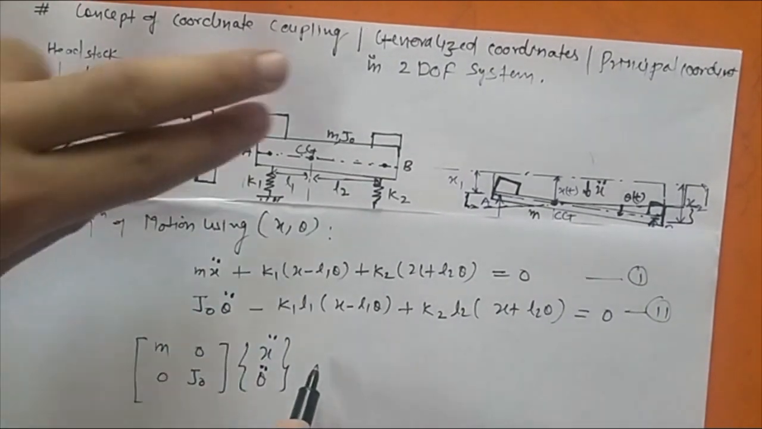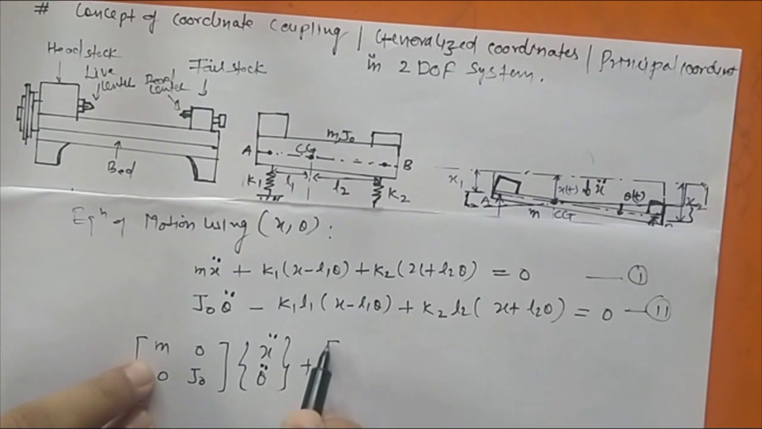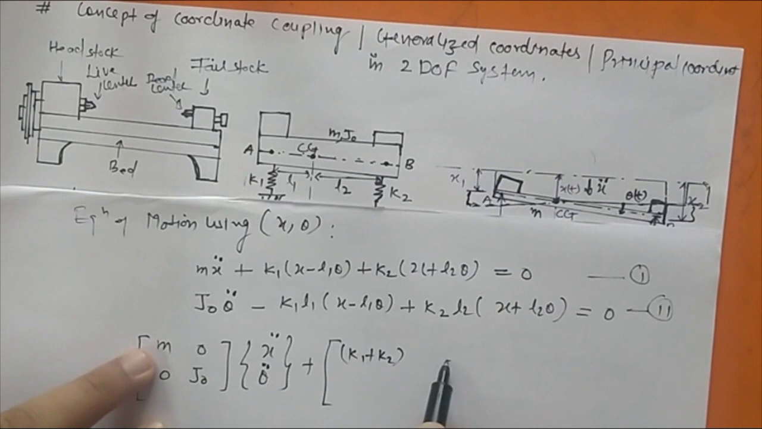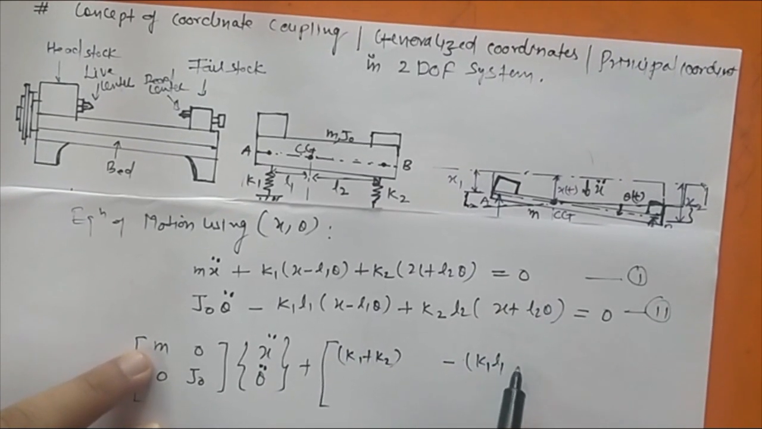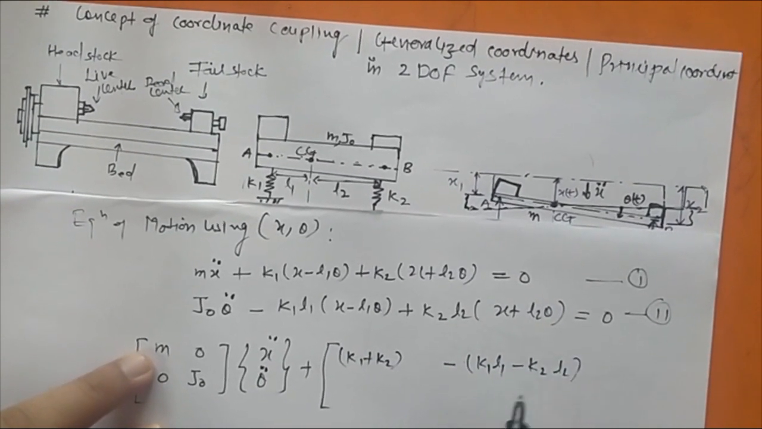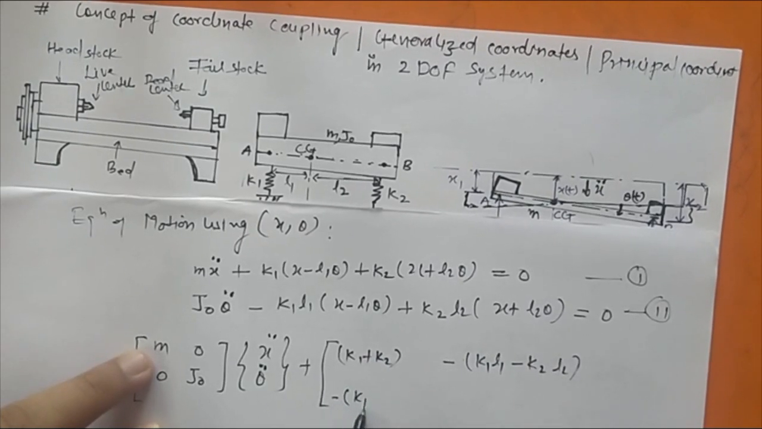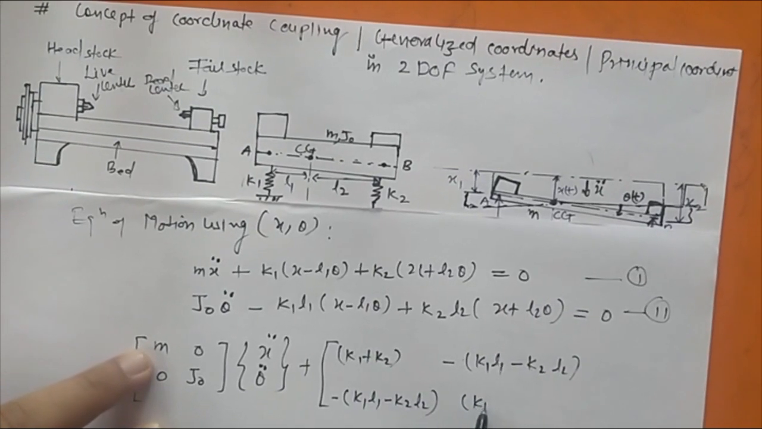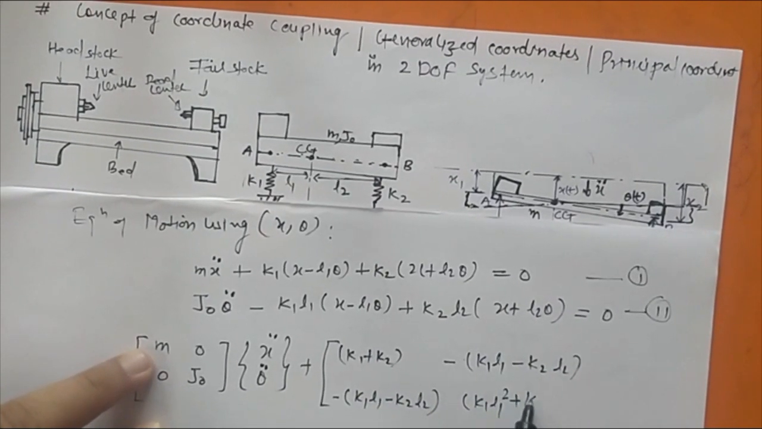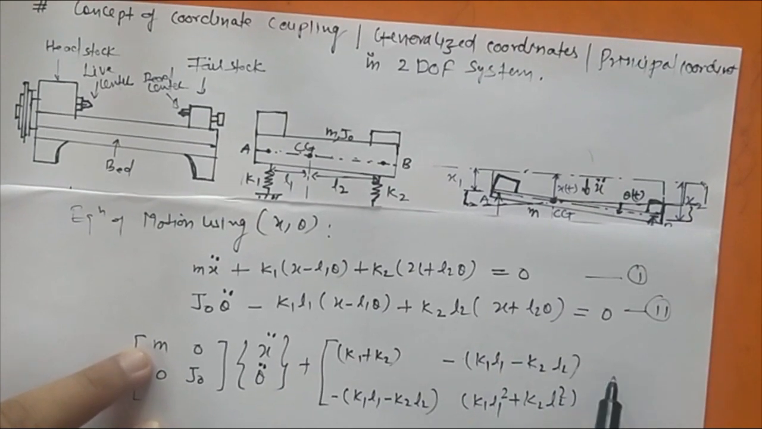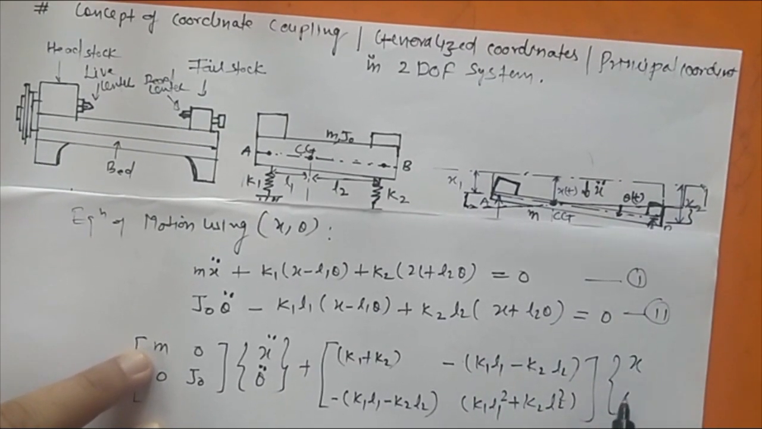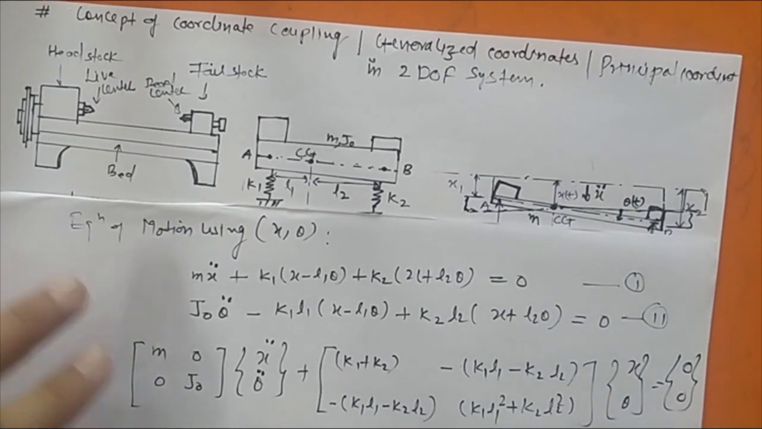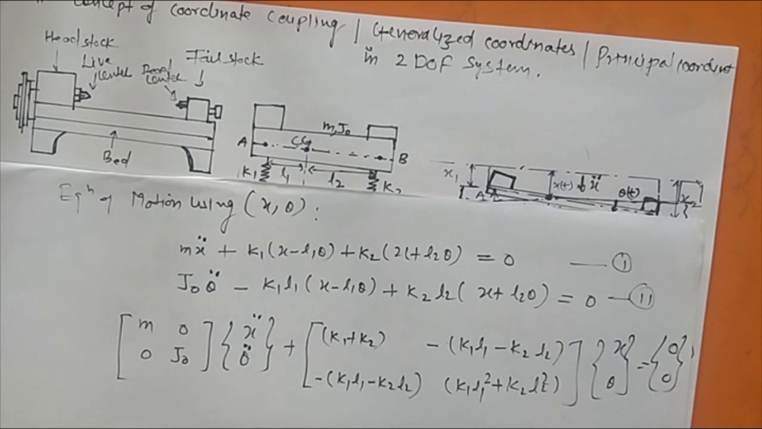and this is the stiffness matrix, which is [k1 plus k2, minus k1 L1 minus k2 L2; k1 L1 minus k2 L2, k1 L1 square plus k2 L2 square], multiplied by [x; theta], is equal to [0; 0]. So this is the matrix form of this equation.